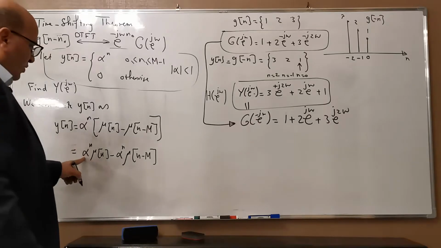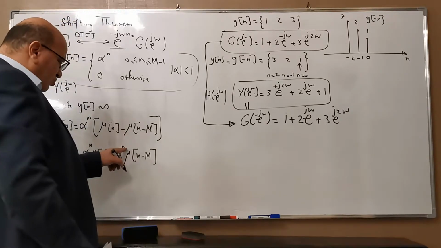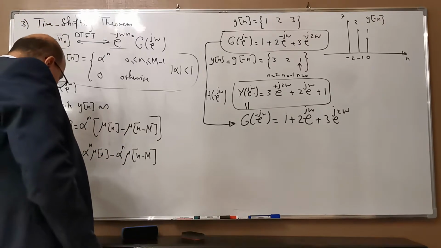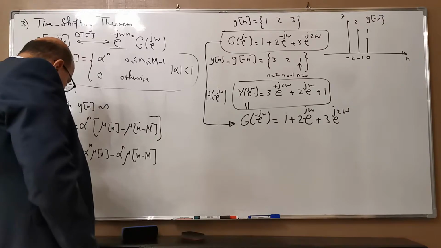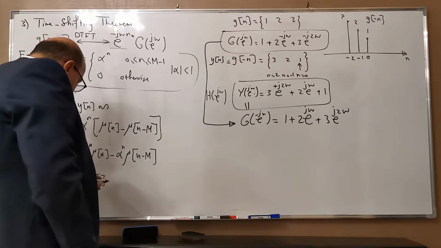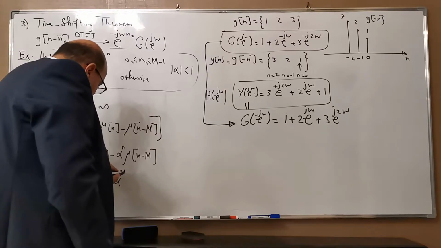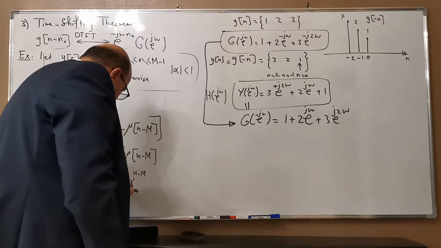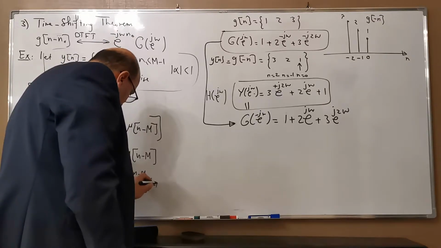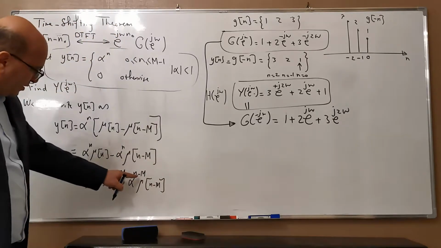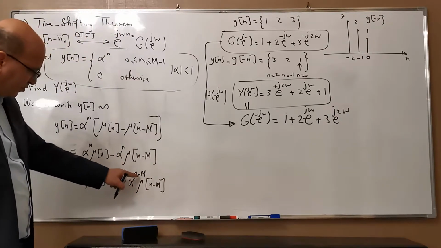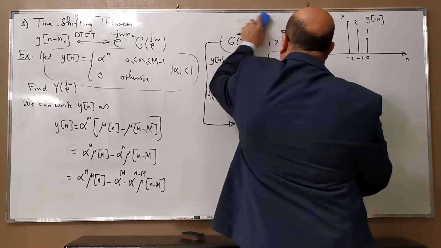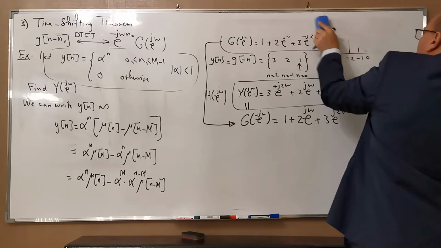This one has no problem. We know the answer. This one is shifted, but it's not totally shifted. This one should be n minus m. So I'm going to put it in the following manner: alpha to the n, mu of n, minus alpha to the m times alpha to the n minus m, mu of n minus m. So I added minus m, alpha to the minus m, and alpha to the plus m, which end up to be 1, alpha to the 0, which is equal to 1.